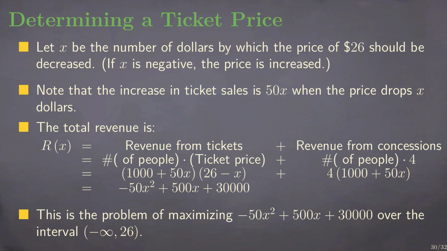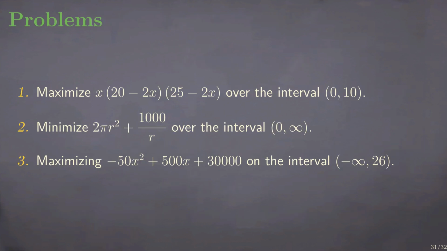Why do we stop at 26? Because if x gets greater than 26, then the admission price would be below 0, and then we do not have anything at all. Okay, so to review, from these 3 examples, we get 3 mathematical problems of maximizing or minimizing 3 different functions.